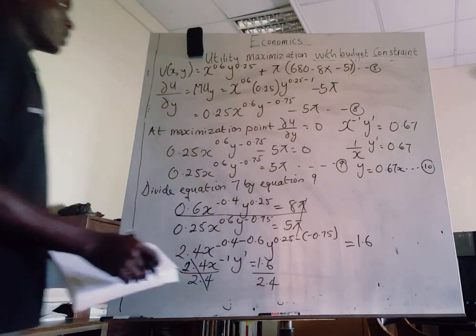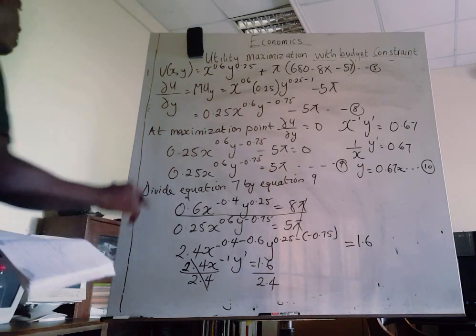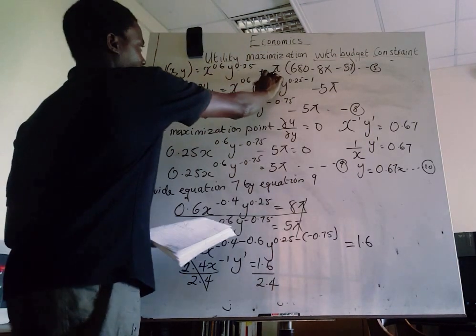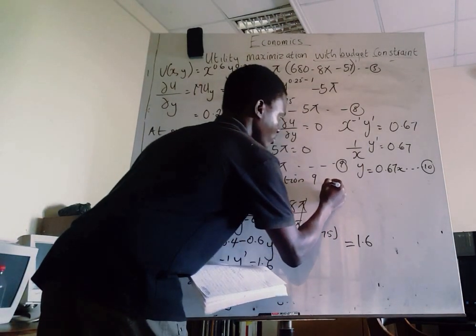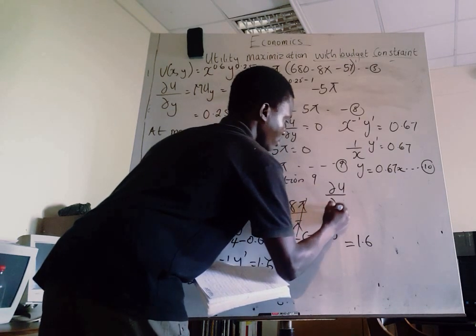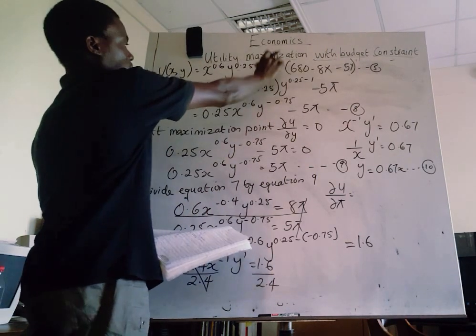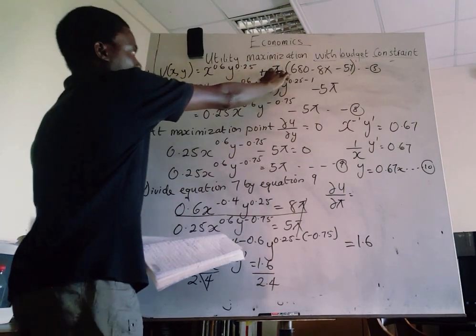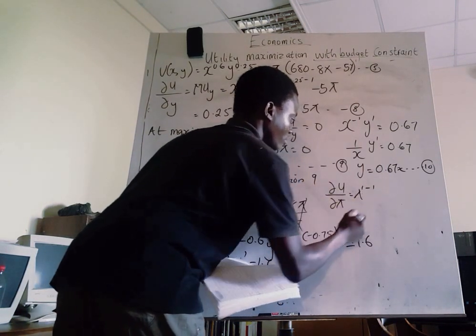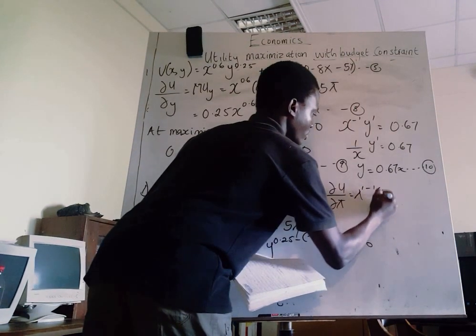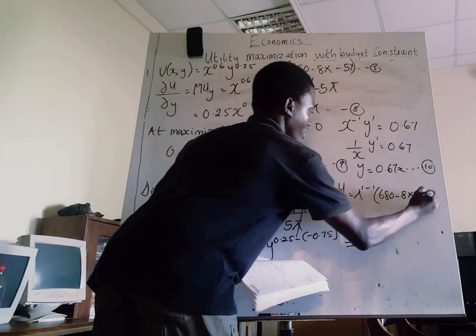Okay, so there we go. And then one thing remains: we haven't found the partial derivative with respect to lambda. So we find the partial derivative of U with respect to lambda. This disappears, and this becomes 1, because we have lambda to the power 1 minus 1, into brackets 680 minus 8x minus 5y.